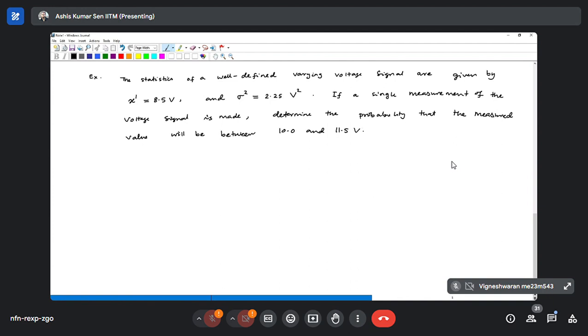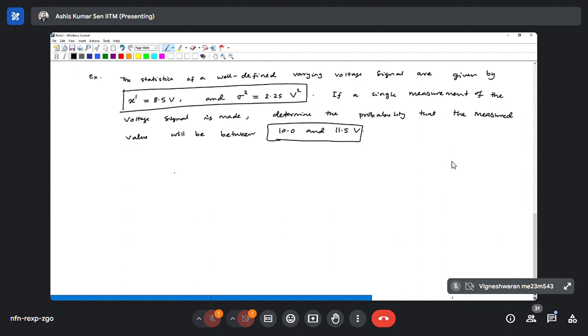There is a lot of data available to characterize a voltage signal, and based on some prior measurement, you know the population mean and the variance of that particular signal. The question is saying that if you do a single measurement of that particular voltage signal, what is the probability that that signal value will lie between 10.0 and 11.5? Okay, so this is the question. So how do you solve this?